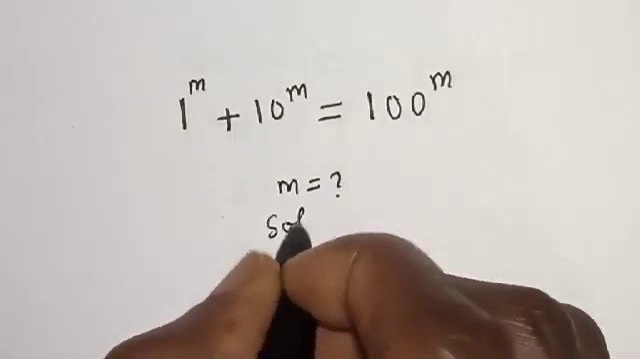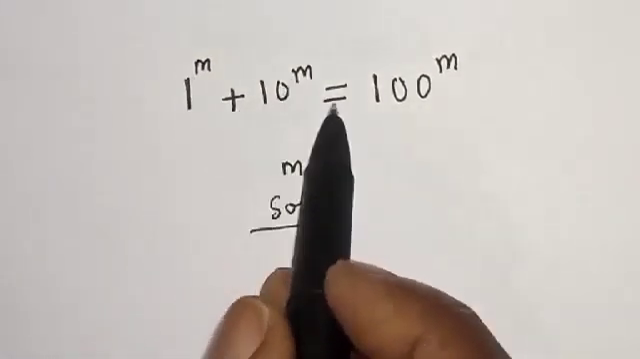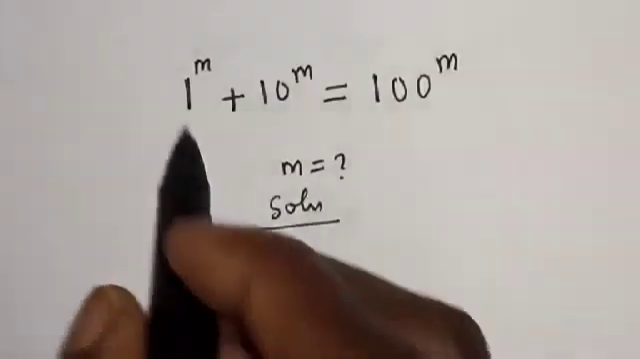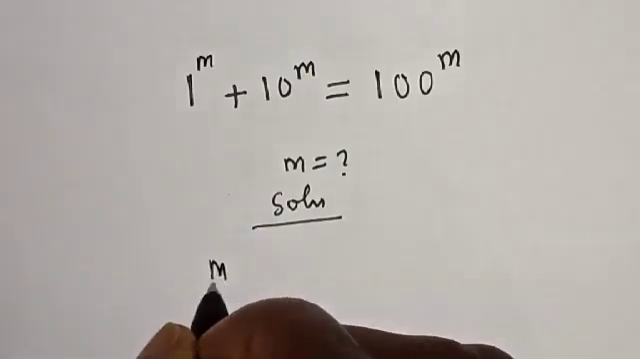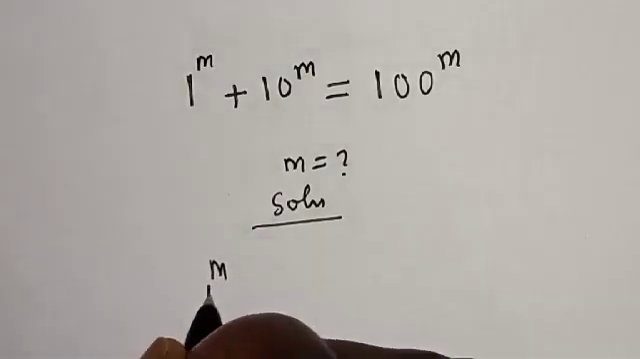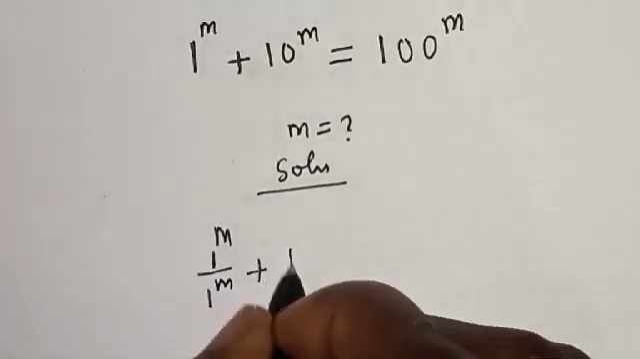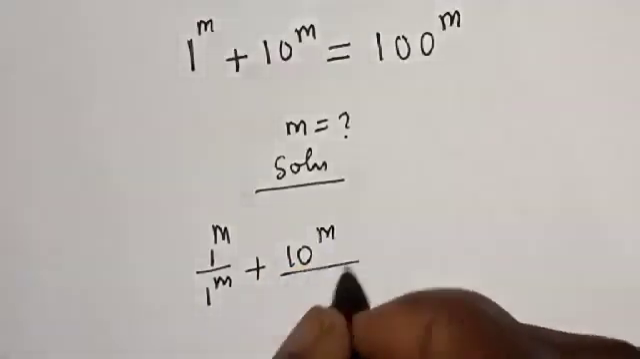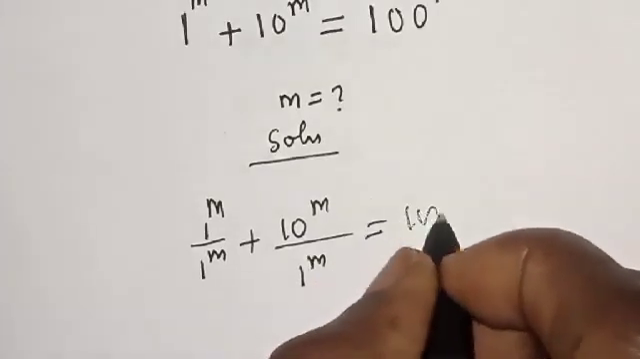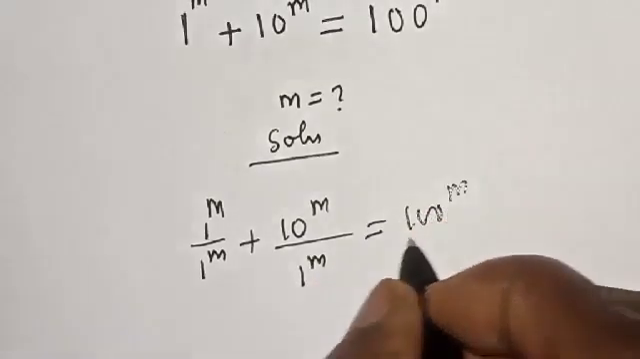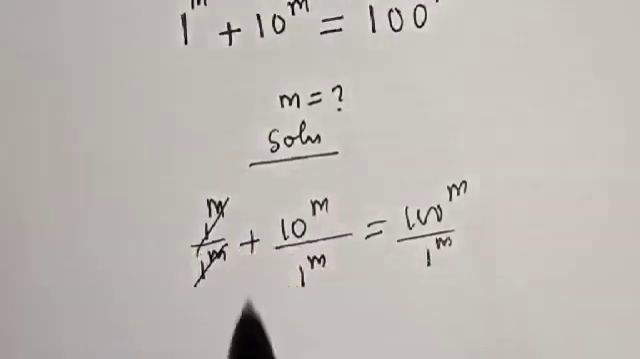Solution. We have the equation 1 raised to power m plus 10 raised to power m is equal to 100 raised to power m. Let's divide both sides by 1 raised to power m. We have 1 raised to power m divided by 1 raised to power m plus 10 raised to power m divided by 1 raised to power m is equal to 100 raised to power m divided by 1 raised to power m. This one will cancel this.